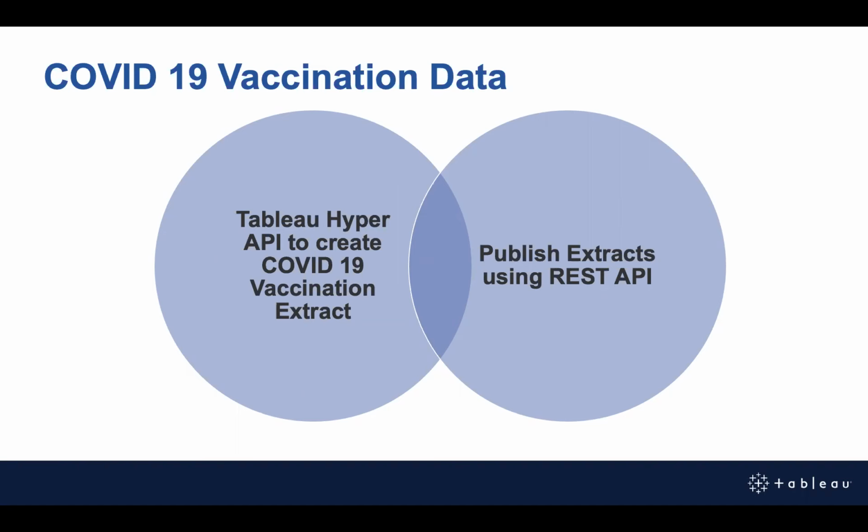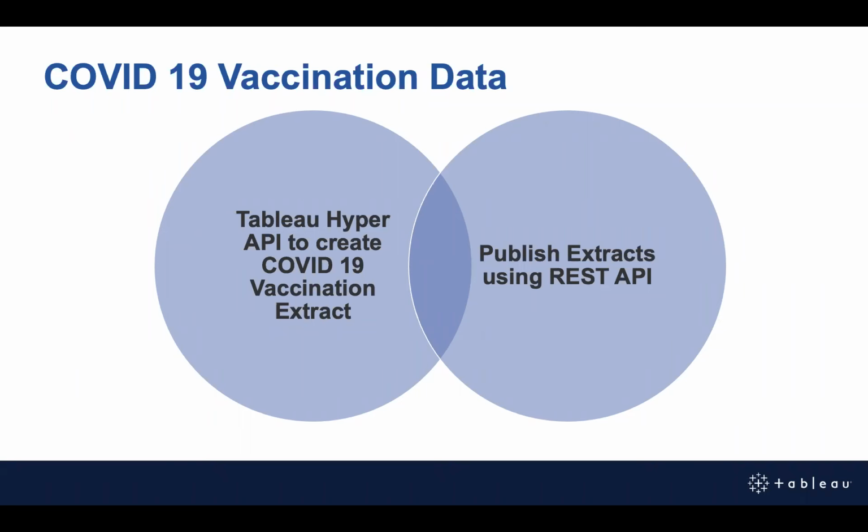There are a couple of different ways we can go about getting this data. We'll show a way where we use the Tableau Hyper API and REST API to create a published data source that's updated daily with the up-to-date COVID vaccination data. And you might be asking, why are you using scripting instead of a web data connector? There's really one major reason for it.